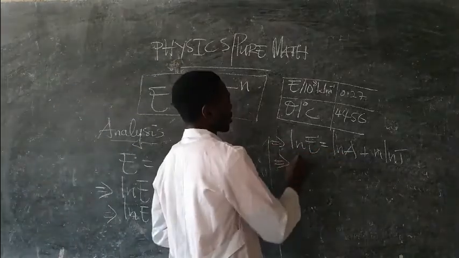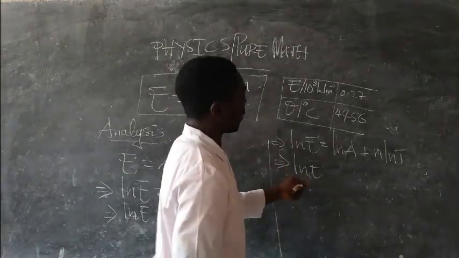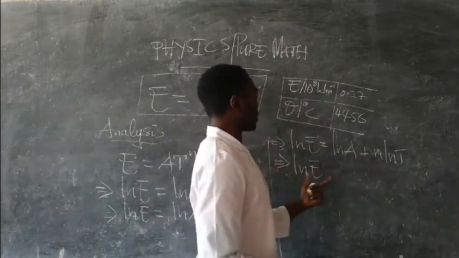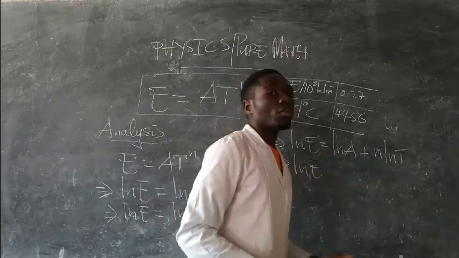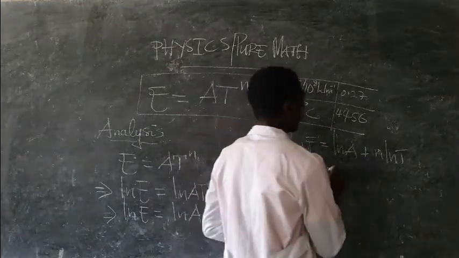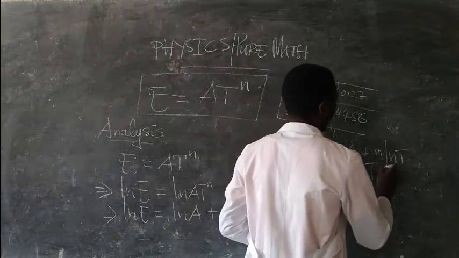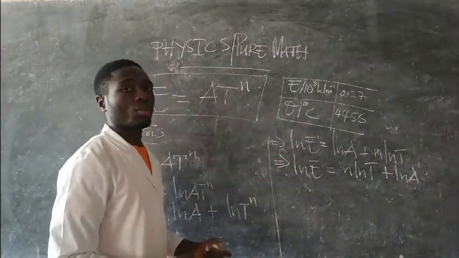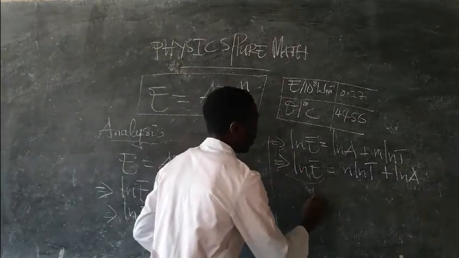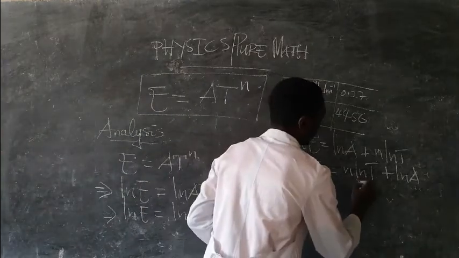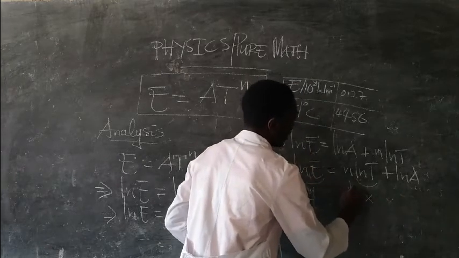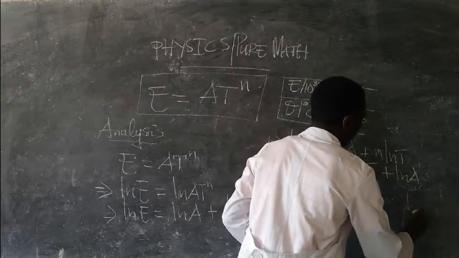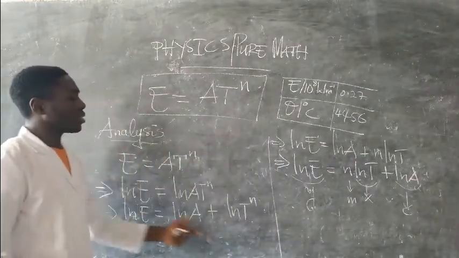Now, since I've been given a table of E and temperature, it means I'll be plotting something which concerns E against something which concerns the temperature. So I'm going to have ln E equal to n ln T plus ln A. If I'm analyzing like this, you see that my equation is in the form y equals mx plus c. ln E is my y, ln T is my x, n is my m, and ln A is my c. So this is the analysis of the equation.